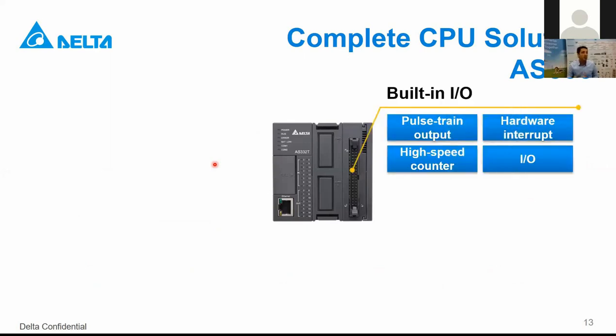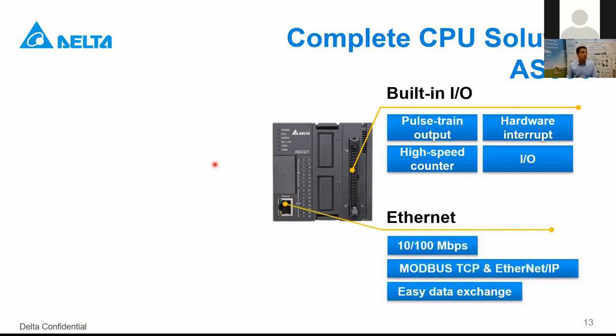And this is AS series. Let's move on to AS series. In AS series, we have 2 main models, AS300 and AS200. So this is 300, and 300 has a built-in I/O. And this built-in I/O supports pulse output, hardware interrupt, high-speed counter, and standard input-output points. And we have an Ethernet port on it, which supports Modbus TCP and Ethernet IP. And at the same time, it can be used for programming as well.